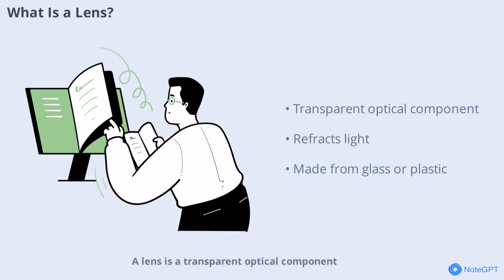A lens is a transparent optical component that refracts light to converge or diverge rays. Made typically from glass or plastic, lenses are designed with curved surfaces that bend light in specific ways. This bending of light, known as refraction, is the key to how lenses function. Whether in a microscope or a pair of reading glasses, lenses help us see the world more clearly by focusing or spreading out light. Understanding the basic structure and purpose of a lens sets the foundation for exploring their different types and uses.